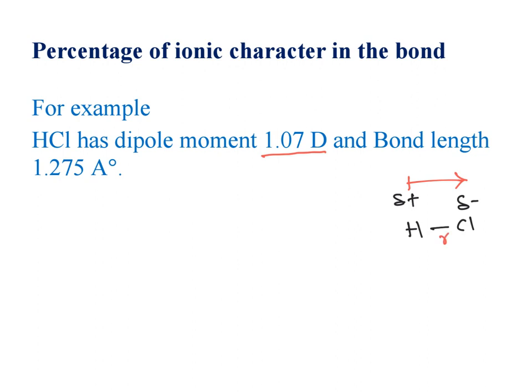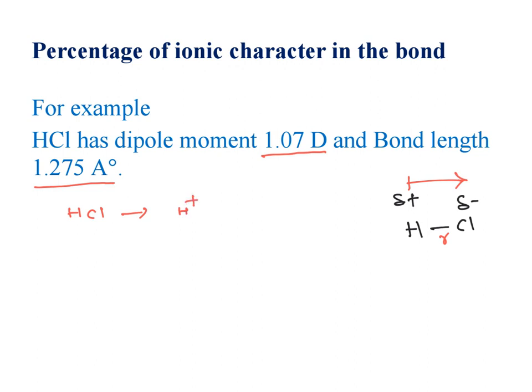is 1.275 angstroms. Then how much percentage of ionic character is present in the HCl molecule? How can we calculate it by taking these two? Let us assume HCl is a 100% ionic character.